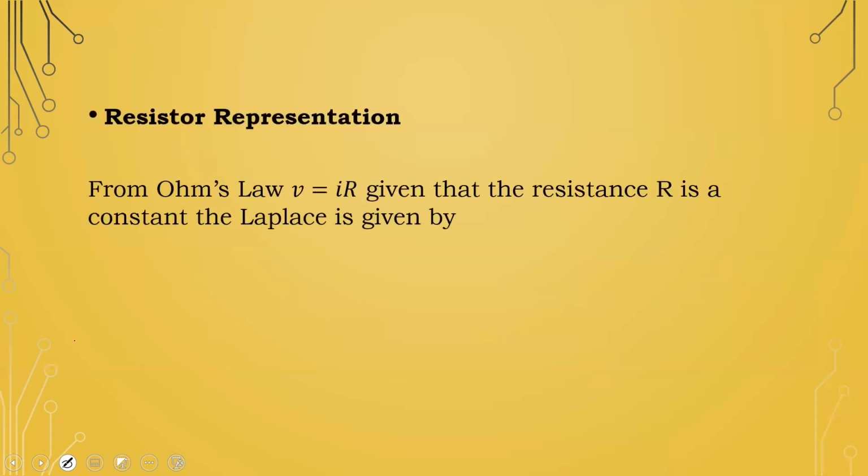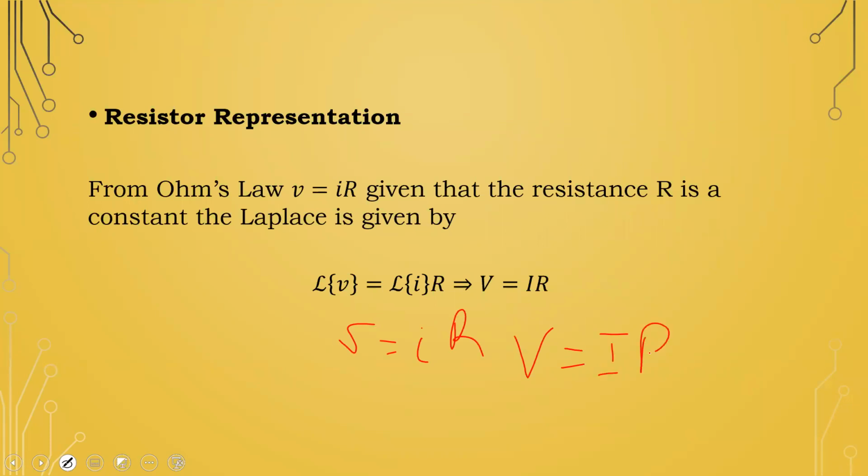So for a resistor, from Ohm's law, we know v equals iR. And since the resistance would not change, then the Laplace of the voltage is R times the Laplace of I, since R is a constant. So from lowercase v being equal to i, which of course we know is the instantaneous i, which is in the time domain, times R being constant, we therefore have V being equal to IR.